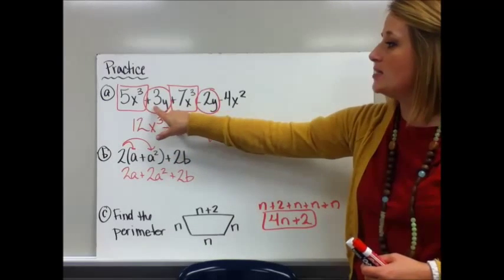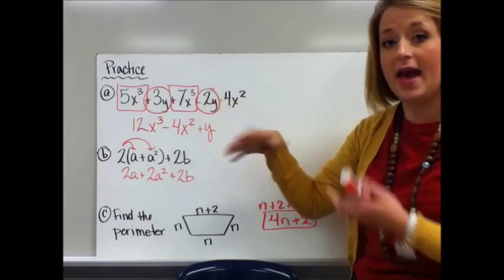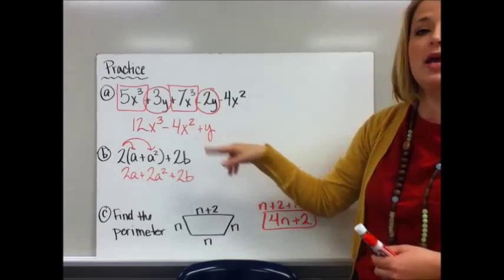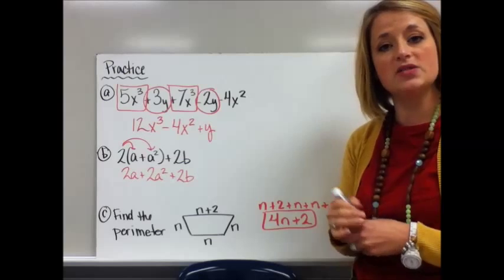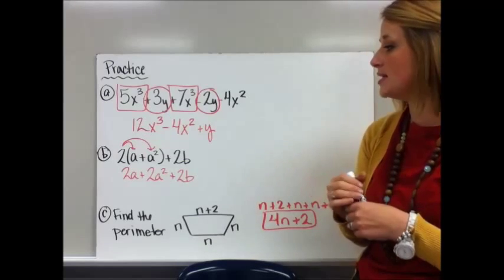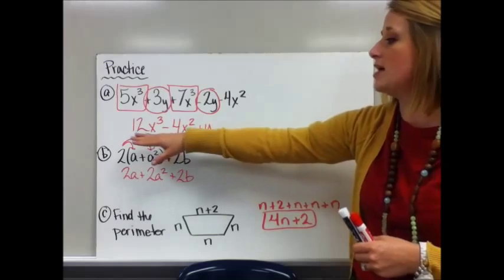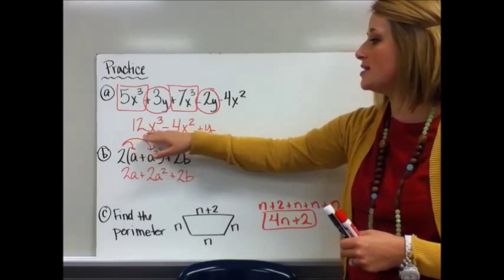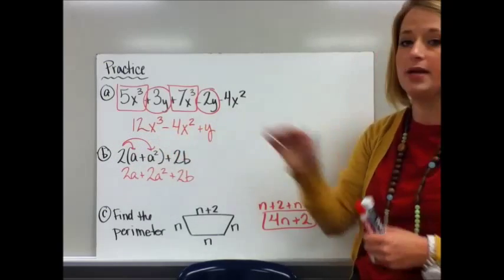I combined my y's, positive 3 and negative 2. They combine to be a positive 1. And we leave that coefficient off because we want things to be as small as possible, as simplified as possible, and it's just y. So that's your simplified form. 12x to the third minus 4x squared plus y.